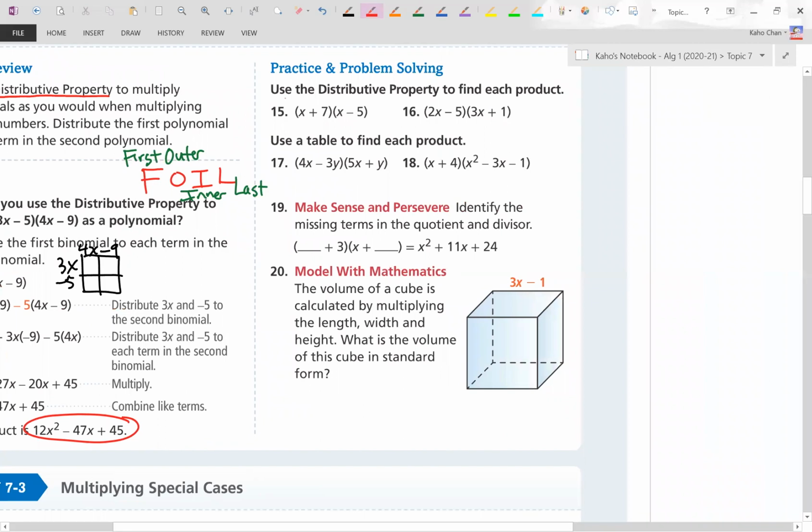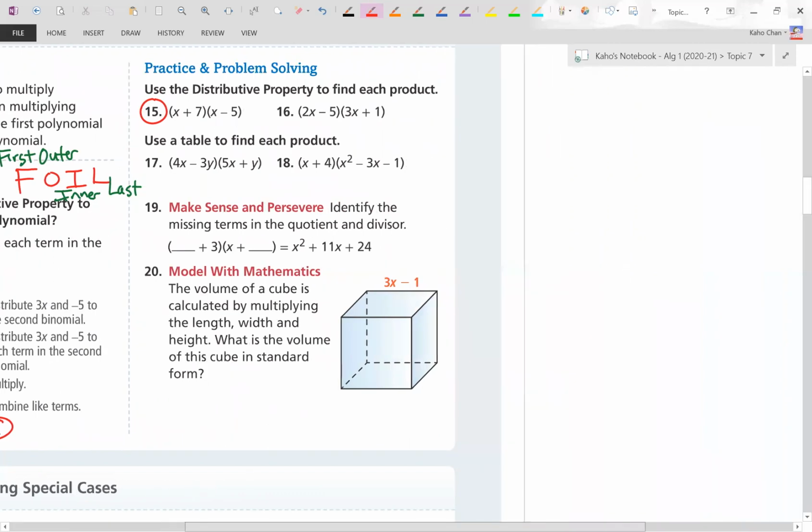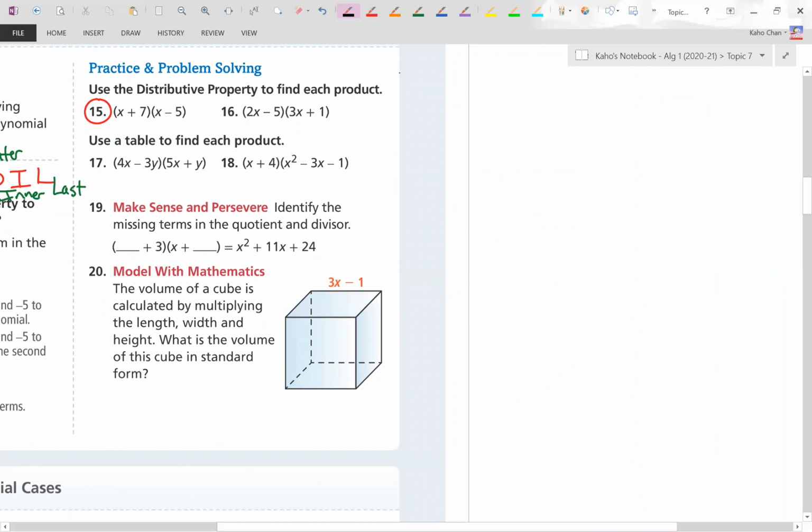Number 15. We're asked to multiply a couple of binomials. I'm going to apply the distributive property for number 15. You can use a box if you like. No one's stopping you. No big deal. So number 15, let's go and FOIL. Here we go. X times x is x squared. That's the first terms. Nice. Outer terms. X times -5 is -5x. Inner terms are next. 7 times x is plus 7x. And last terms on the end, 7 times -5 is -35.